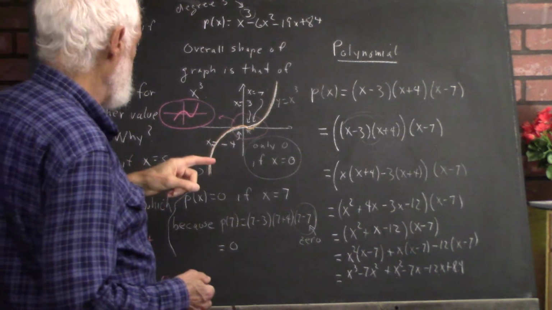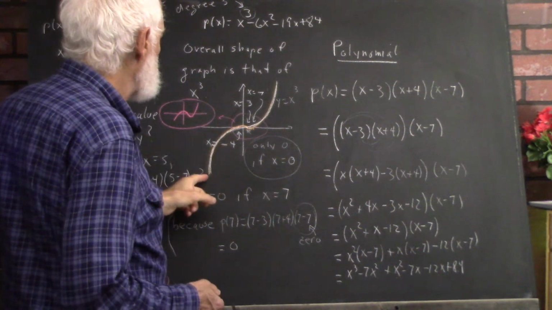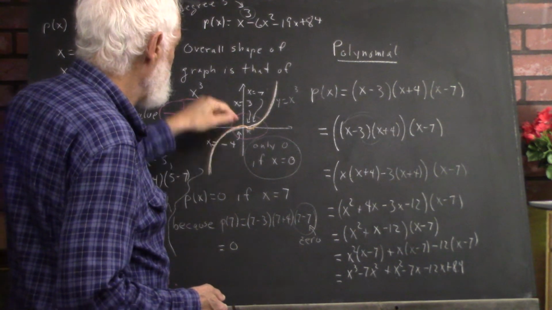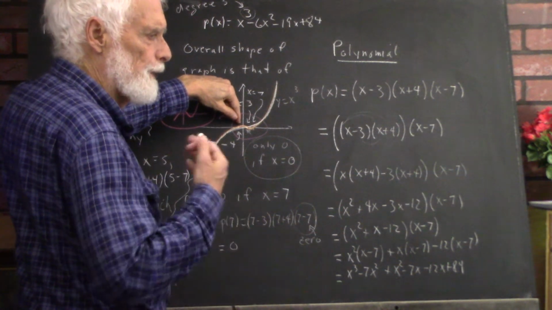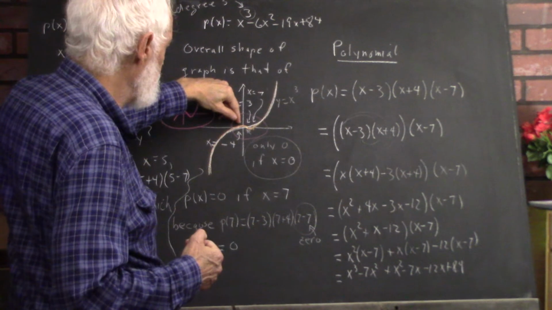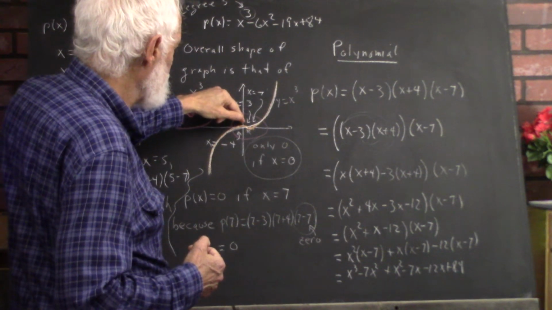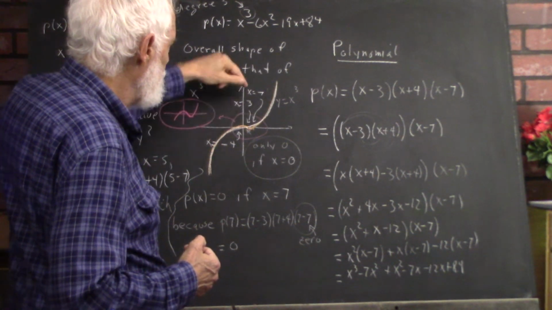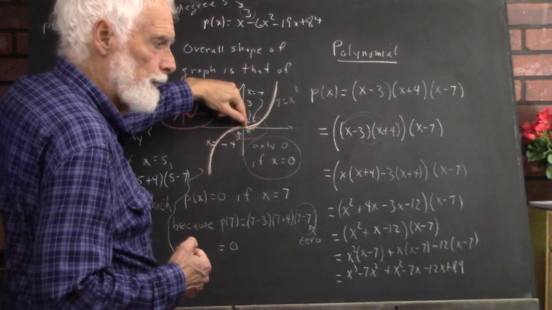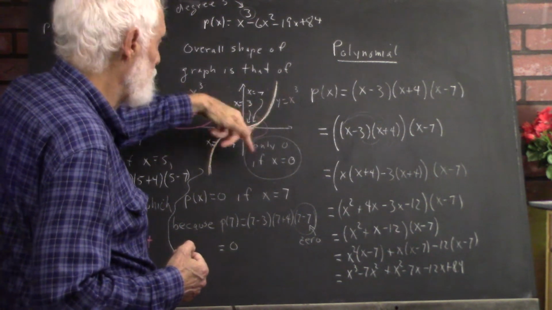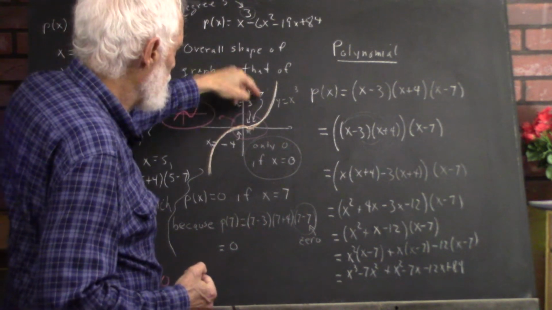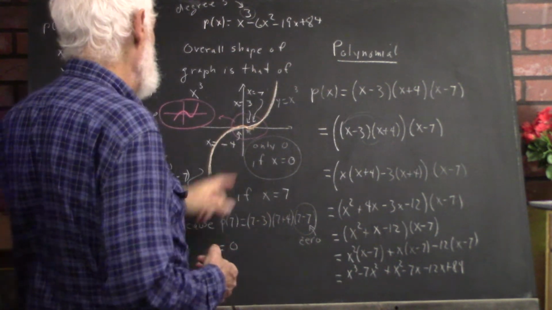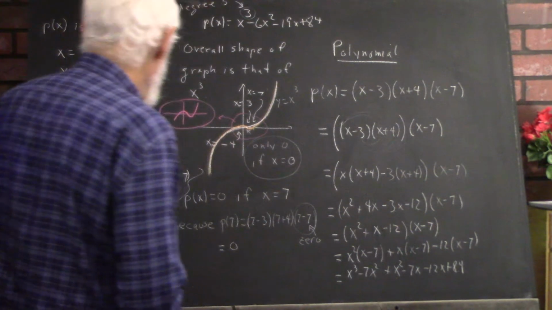We want to get the idea that the graph has to come up from large negative values, go through the x-axis where x equals negative 4, then it'll go up through the y-axis and come back down when x equals 3 to hit the x-axis again, because again p of x is 0 there, and then has to go down and come back up to go through the axis when x equals 7. Okay?